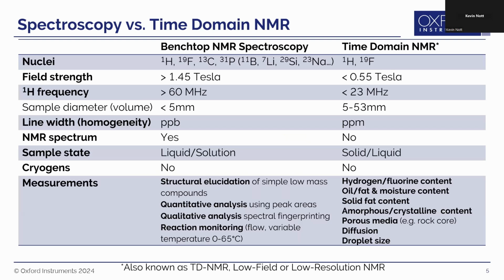So I often get asked, can we do these TD-NMR measurements on a spectroscopy instrument? Well, of course, it's possible to run the same pulse sequences. However, you can only measure liquid signal from a small, often unrepresentative sample.